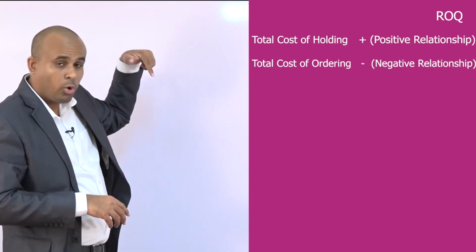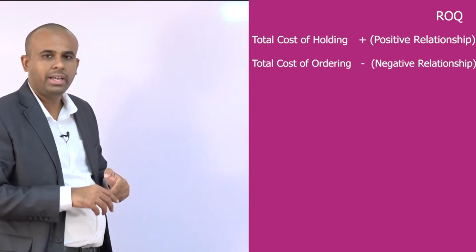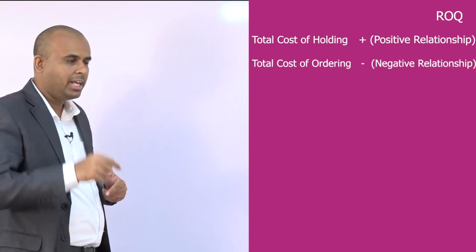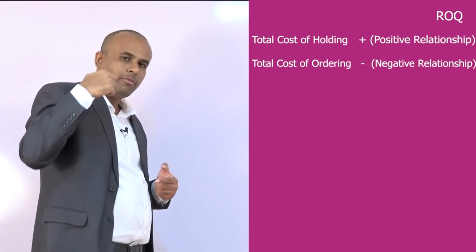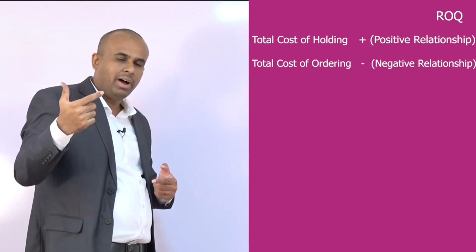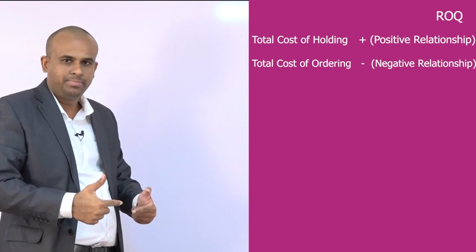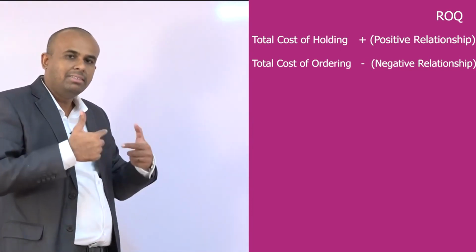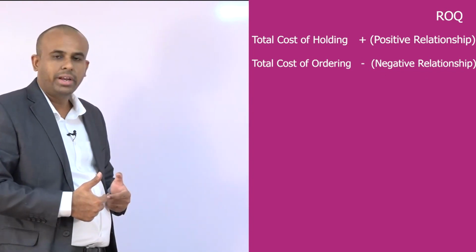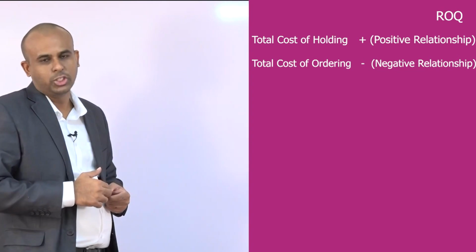And total ordering cost, what is the relationship? Total ordering cost and the reorder quantity have what relationship? A negative relationship. That means when you purchase more units at once, the number of orders you place will become lower. Right? As a result, the cost of ordering and the reorder quantity have a negative relationship, right?